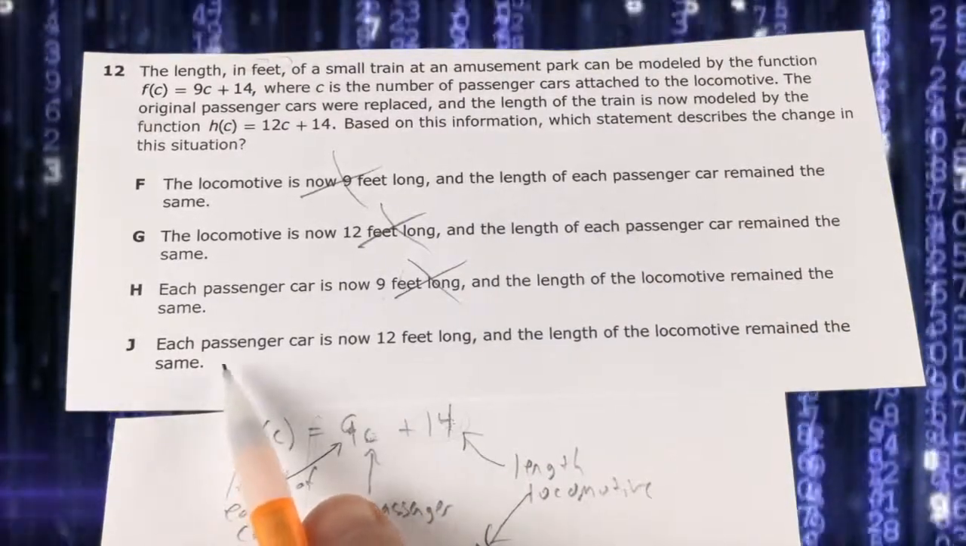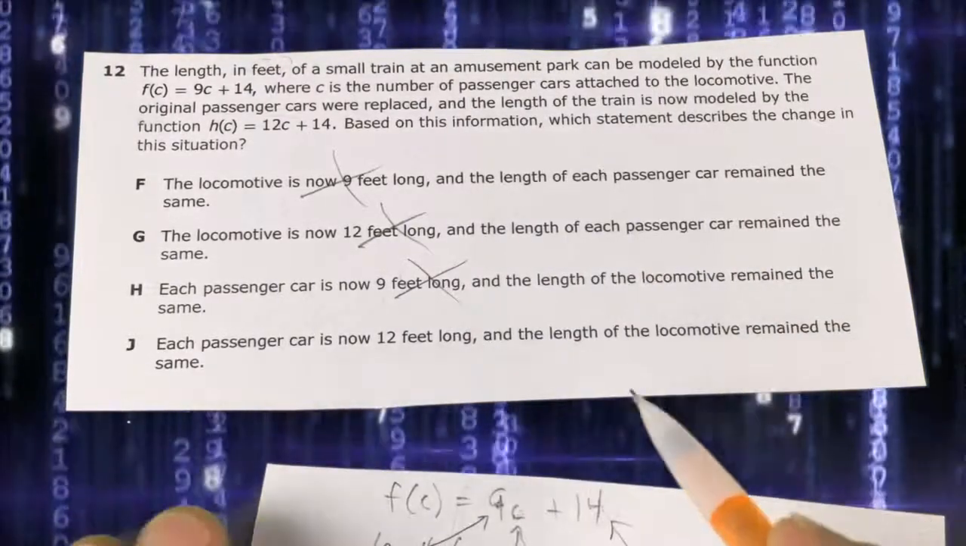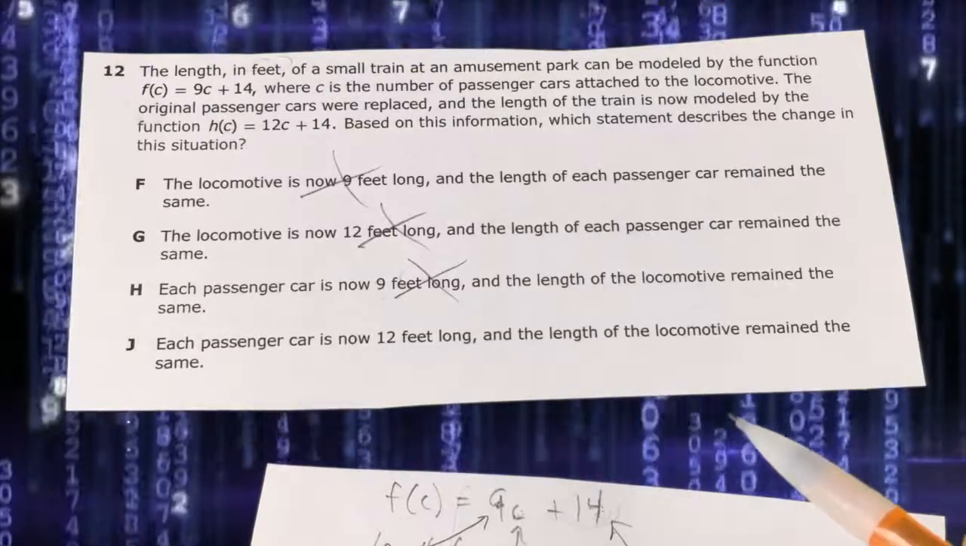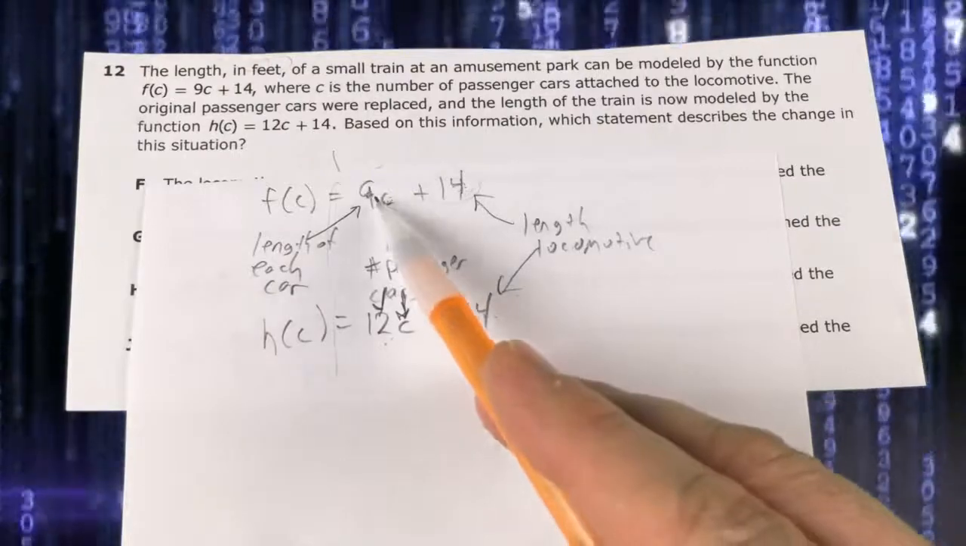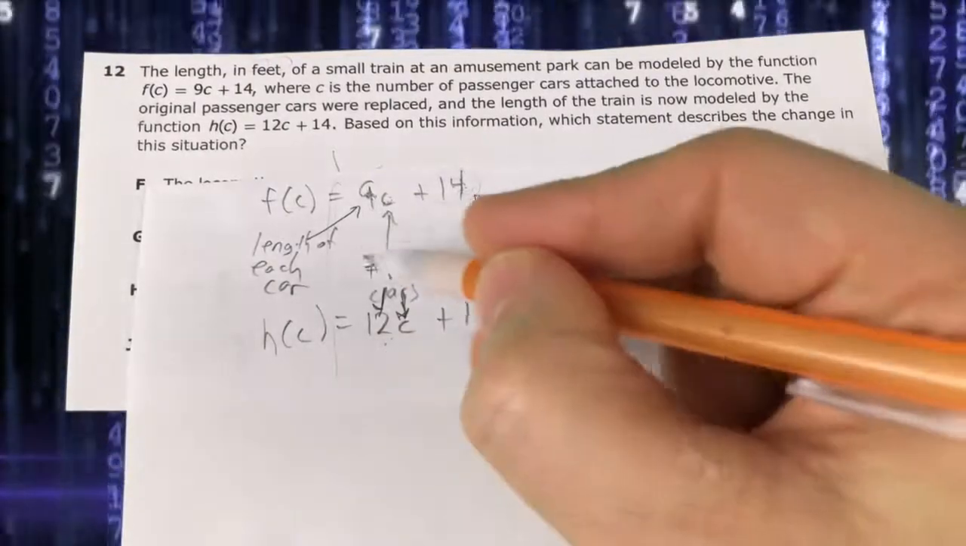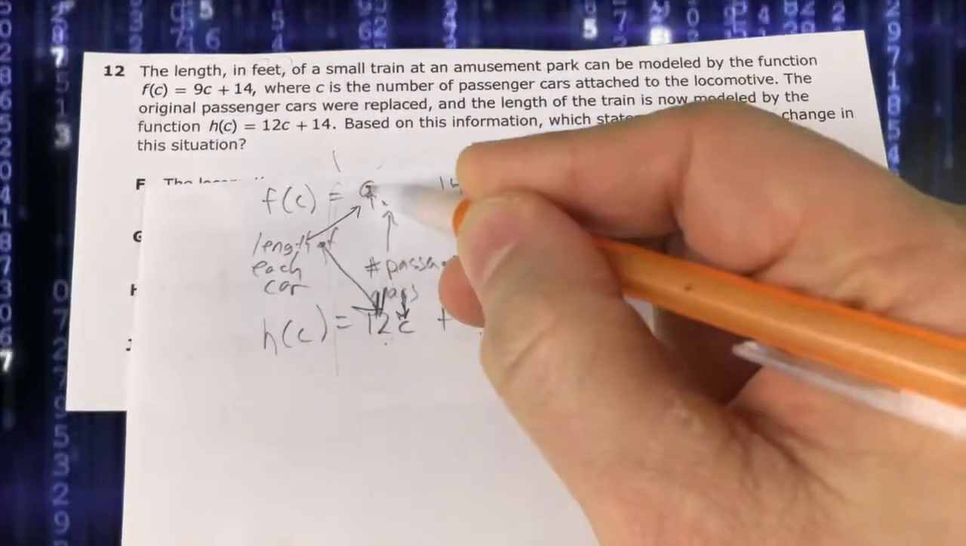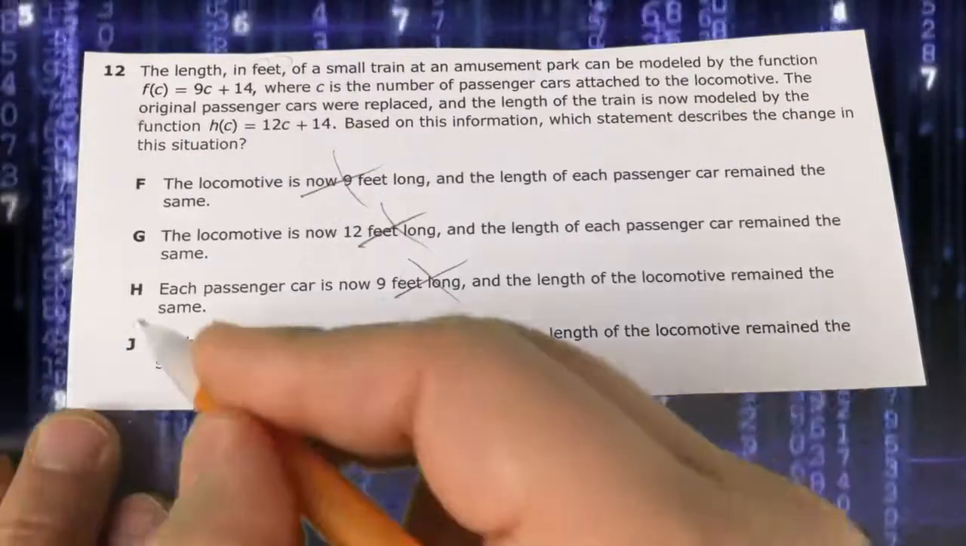Choice J, each passenger car is now 12 feet long, and the length of the locomotive remained the same. The locomotive did remain the same, and the passenger cars are now 12 feet long. There it is. It went from 9 to 12. So it's choice J.